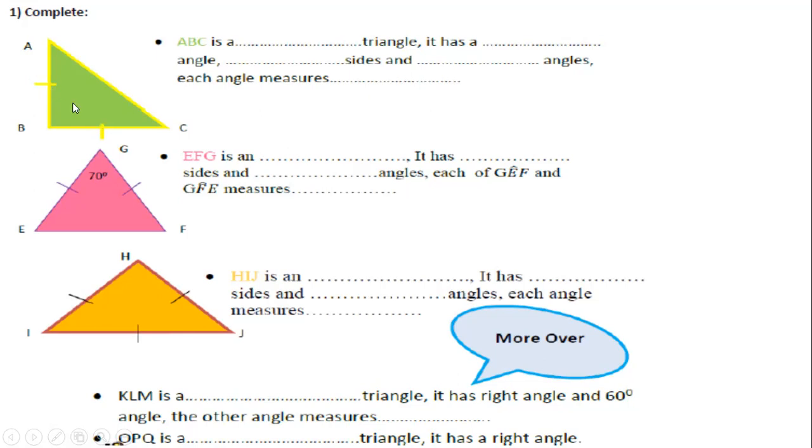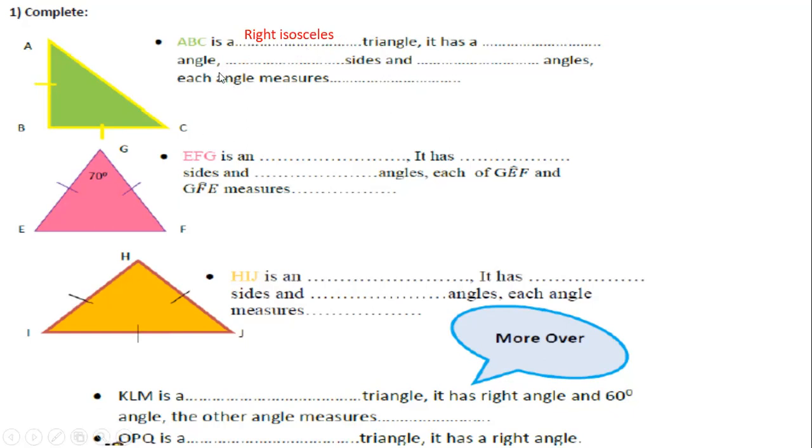These two sides are what? They are equal sides. So this triangle has two equal sides, and as you can see, this angle here is a right angle. If a triangle has two equal sides, what kind of triangle is it? Right isosceles. It has two equal sides, so it is isosceles. It has one right angle, so ABC is a right isosceles triangle.